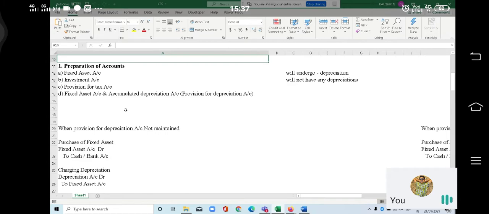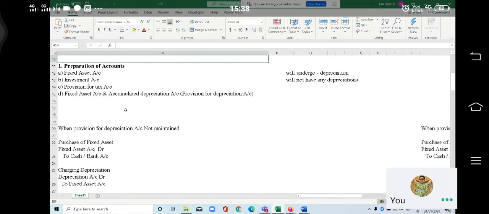We are going to break down this cash flow statement into four subdivisions. In the first subdivision, we are going to see the accounts that need to be prepared, before we start working out the full-fledged problem. Then we'll go into detail about the format of the cash flow statement, each and every item incorporated in that comprehensive format.